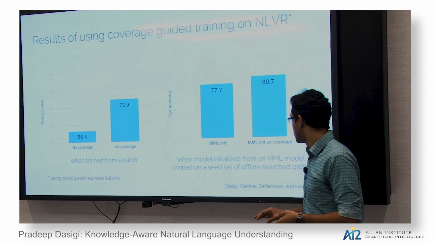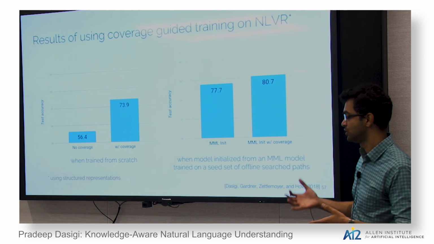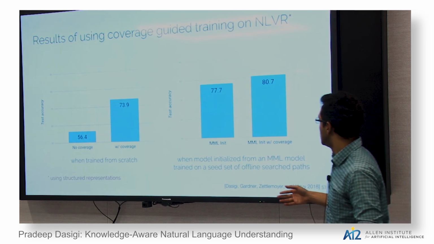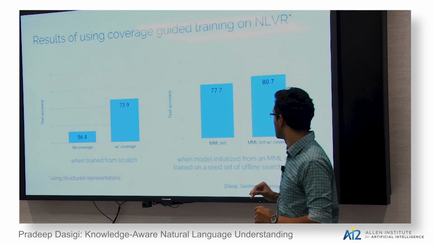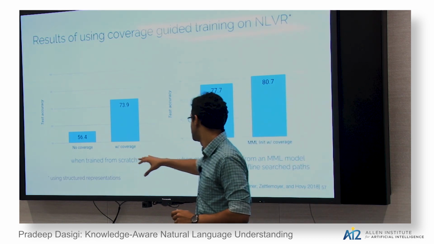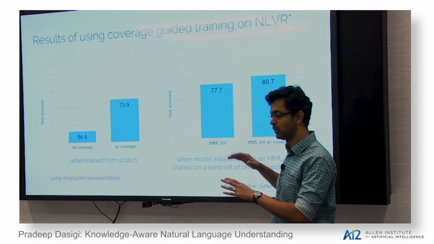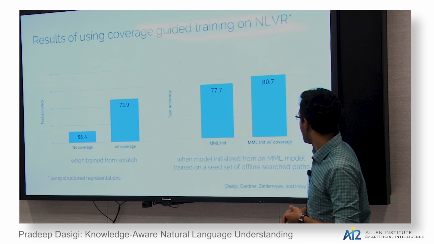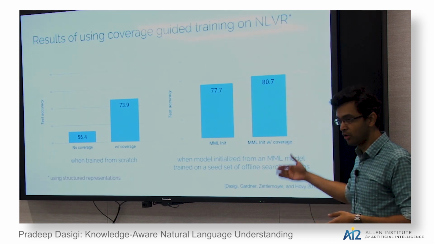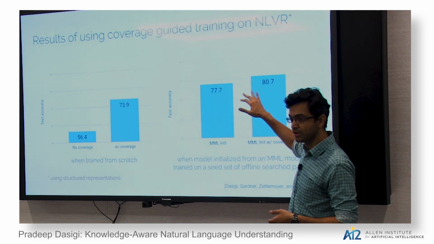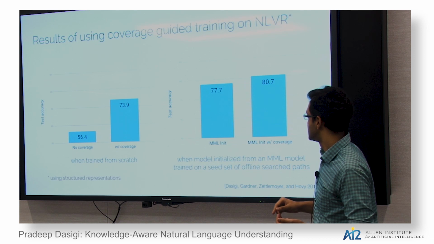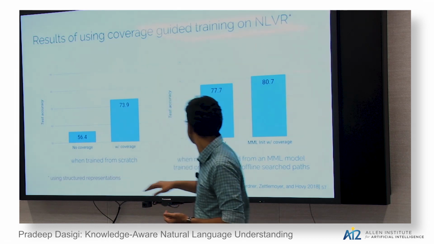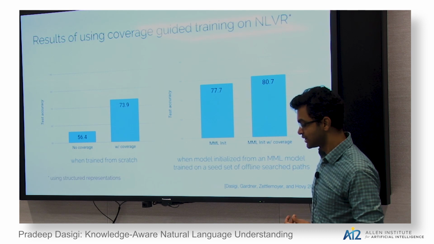So the second setting here is when the model is initialized from a maximum marginal likelihood model, which is trained on the seed set of logical forms, which are given by the offline search model. And when you do that, it generally does much better when there is no coverage than when it's trained from scratch. But note here that even the offline search logical forms still use coverage. So a lot of this is maybe also due to coverage. And even when you add coverage on top of it during the online search model, we still get close to 3 percentage points improvement. So just by using coverage and this simple initialization trick that I just described, we were able to go from close to random performance to 80.7% on this task of NLVR.